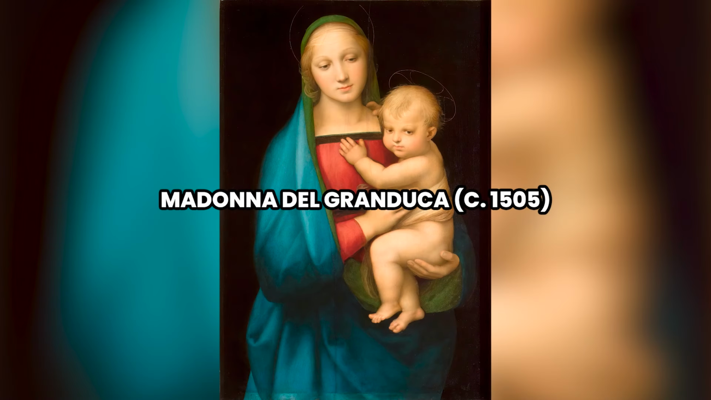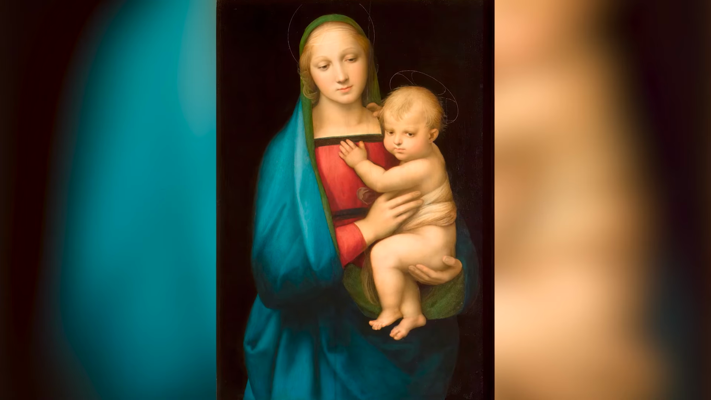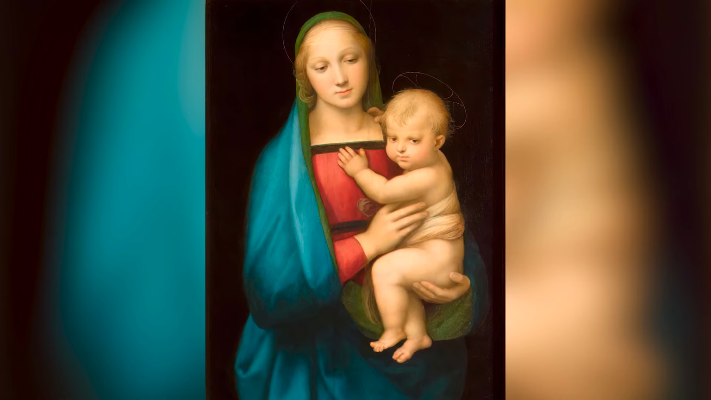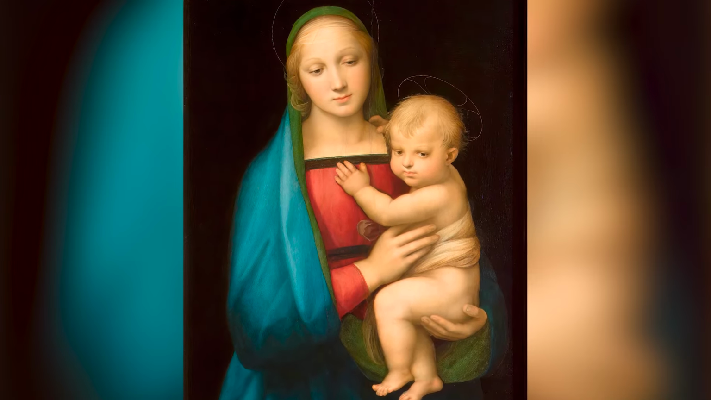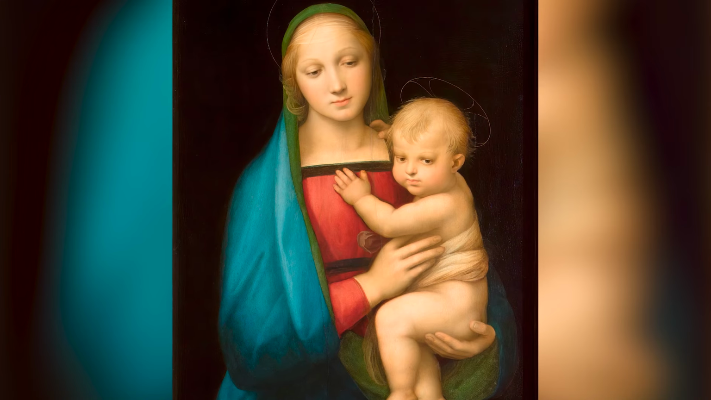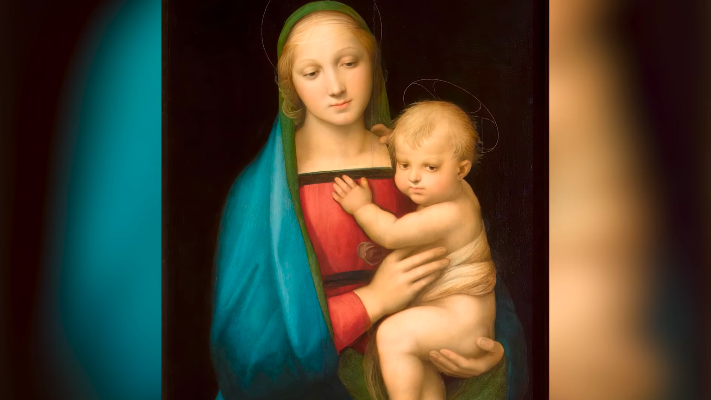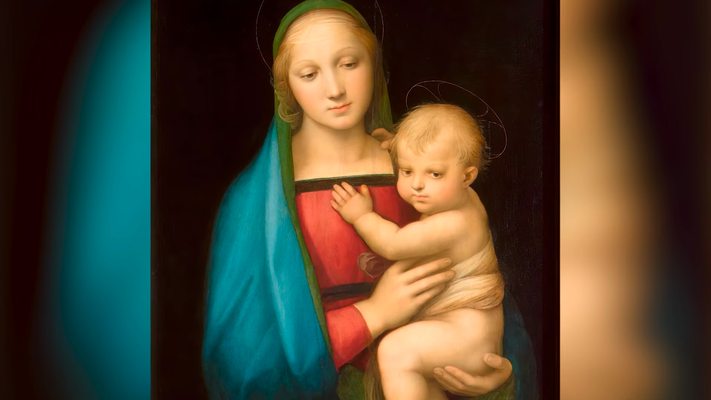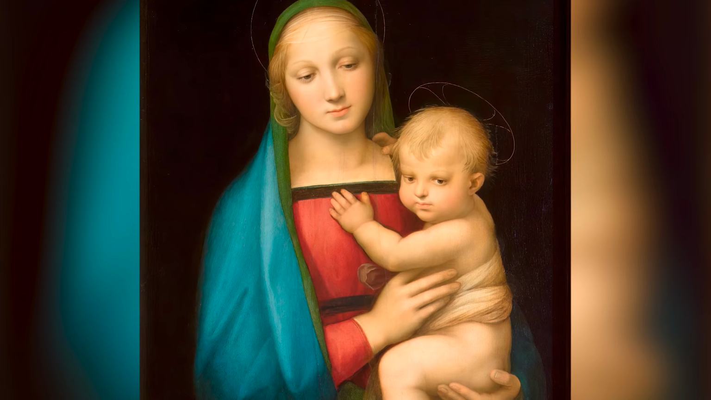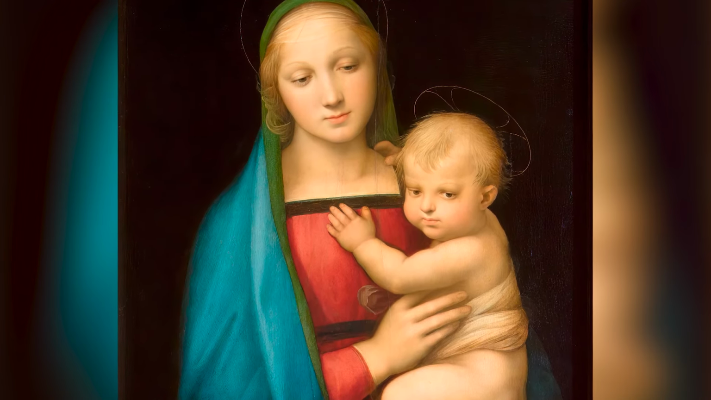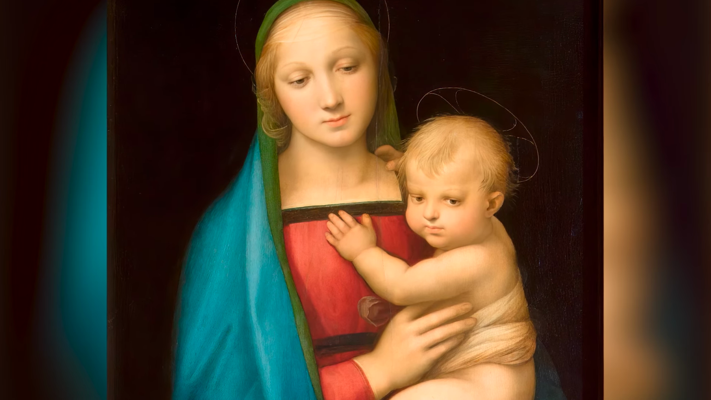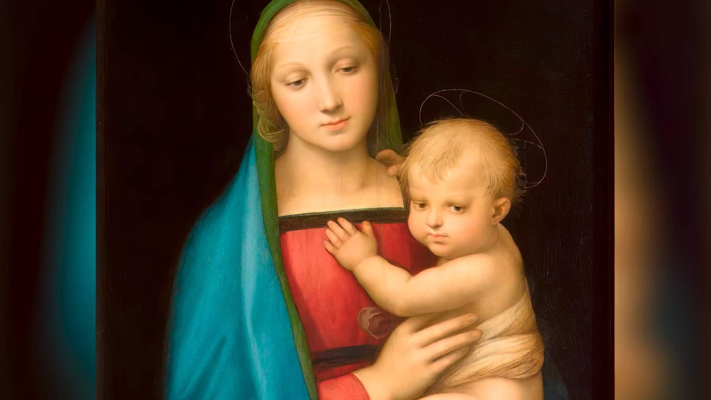Number 18. Madonna del Granduca, circa 1505. Around 1505, Raphael Sanzio created one of his most delicate depictions of the Virgin Mary, Madonna del Granduca, a painting that embodies purity and serenity with absolute perfection. Named after its owner in later centuries, the Grand Duke of Tuscany, this work is an outstanding example of the Renaissance ideal of beauty and balance.